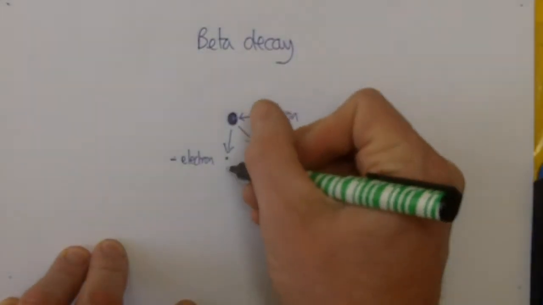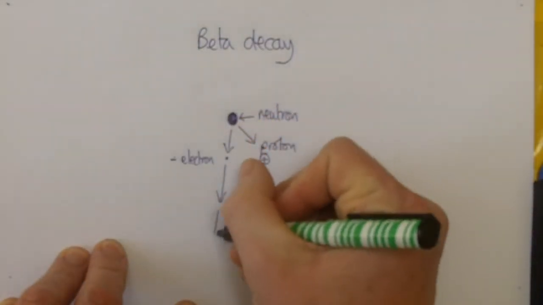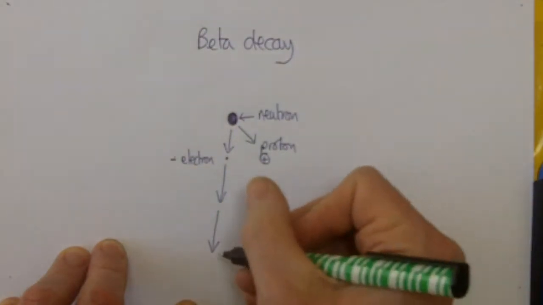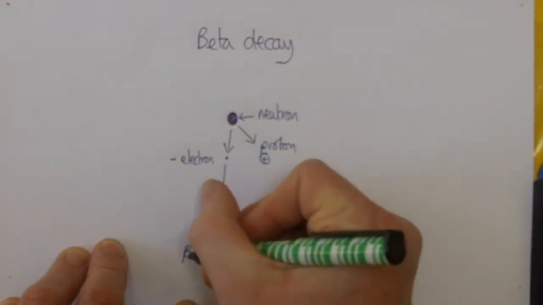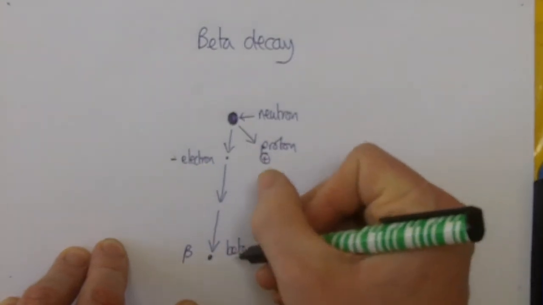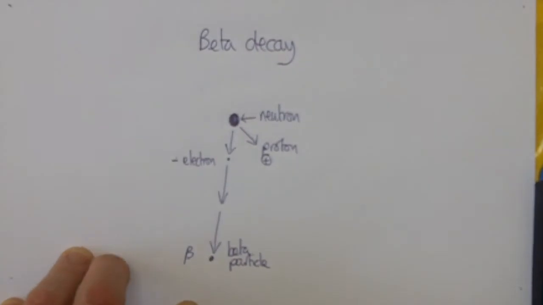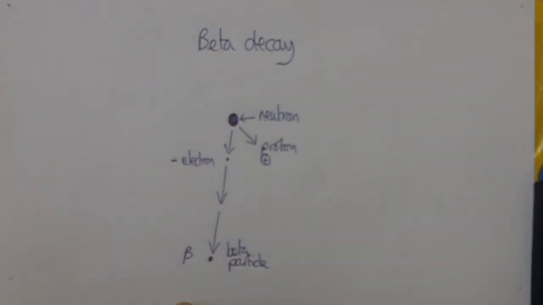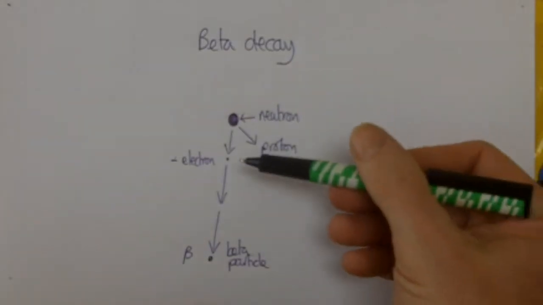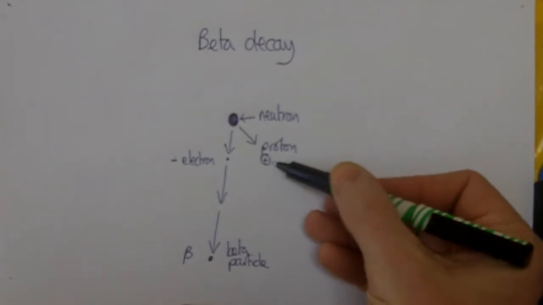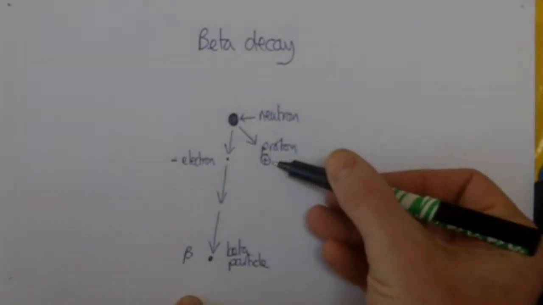So the electron is ejected from the nucleus, and the electron is known as a beta particle. In that sense, a beta particle is simply an electron, but the news is that the electron comes out of the nucleus, which is quite an odd thing to think of. However, that's what we've got. The neutron changes instantaneously into a proton and an electron. The electron gets ejected, and the proton stays right where it is in the nucleus.